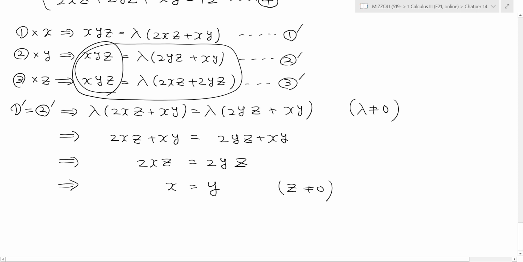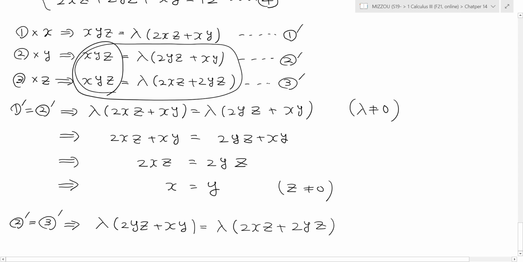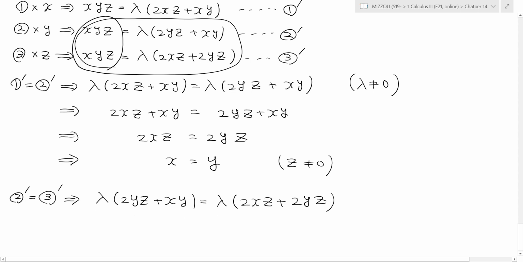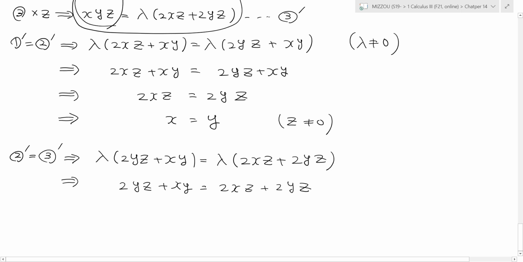similarly, you can equate those because they have the same left-hand sides. So 2 prime is equal to 3 prime. And that is equal to lambda 2yz plus xy is equal to lambda 2xz plus 2yz. Okay, then once again, lambda is not 0, so you can divide both sides by lambda. Then now you can cancel 2yz from both sides. Right, and then you get xy is equal to 2xz.